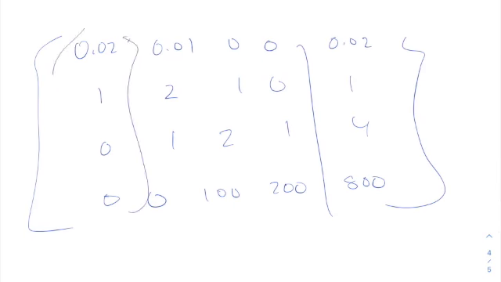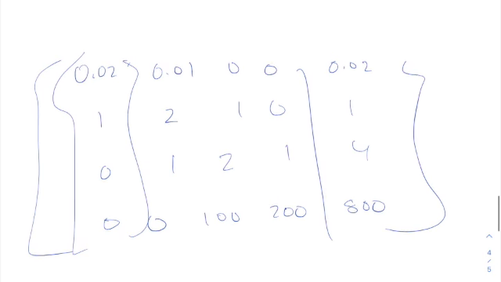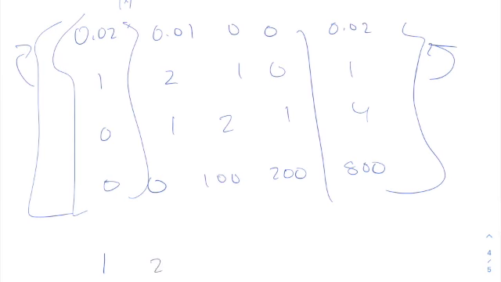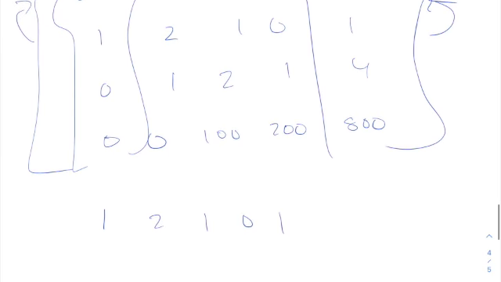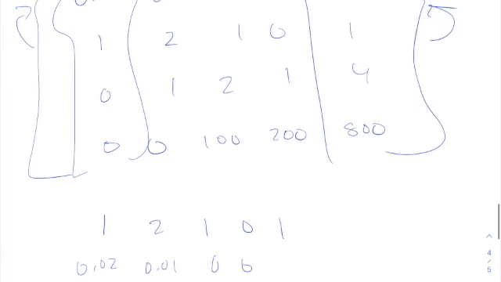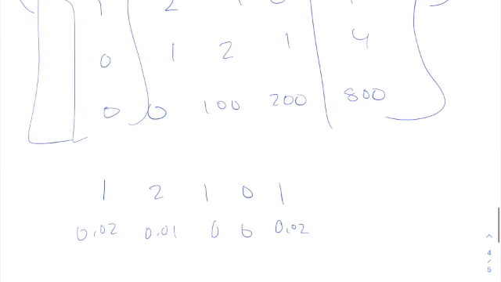You're trying to look at the first row because we're trying to get all of this to equal 0. So we're looking at this first row, and we're looking at the absolute value of that row. Then we're going to put the largest number on top. So now we have 1, 2, 1, 0, 1, 0.02, 0.01, 0, 0, and then we have 0.02. And then we do Gaussian elimination like normal.